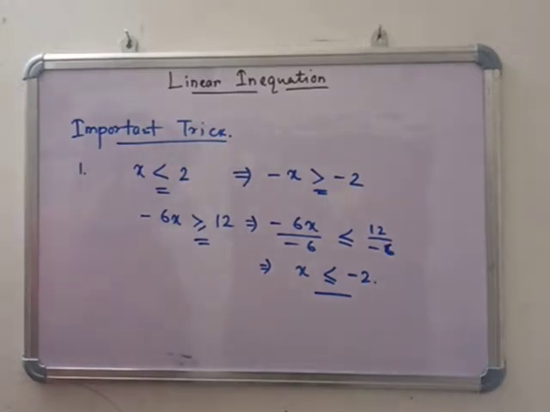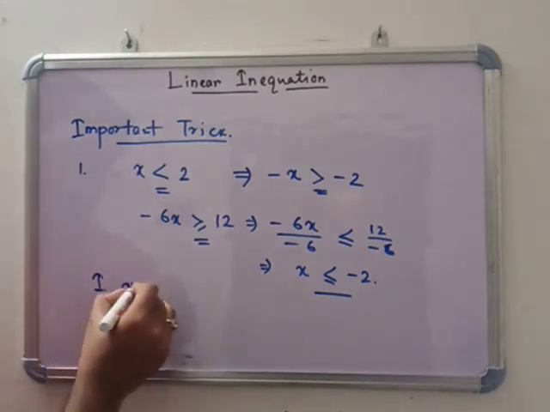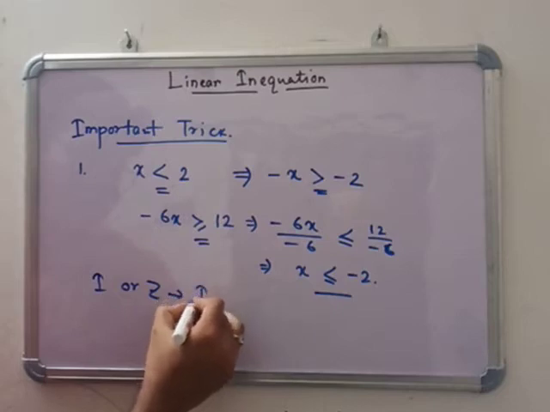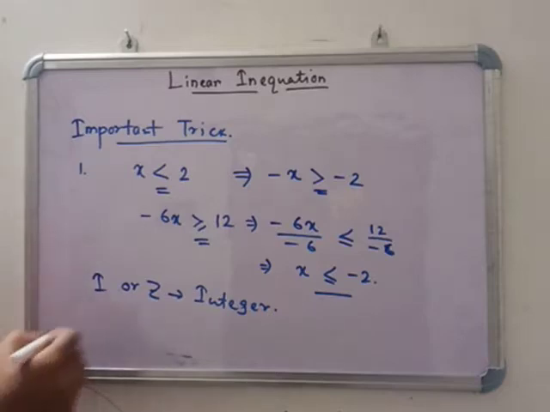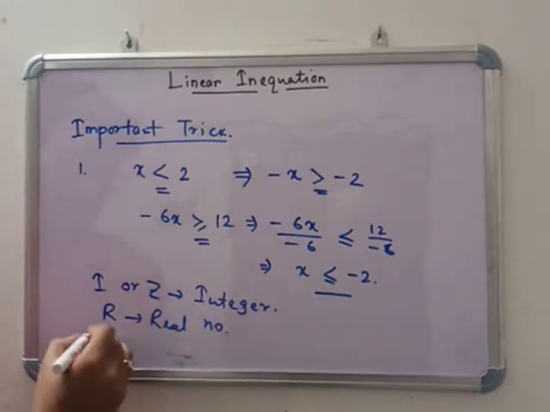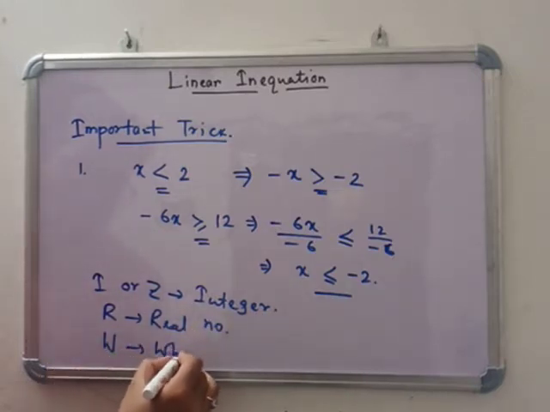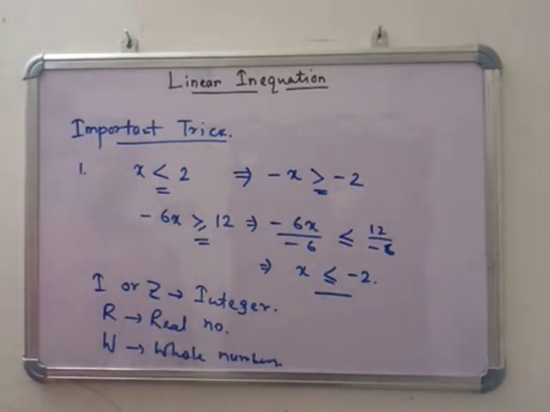So now we are going to start our exercise. Before we start, one more thing. We use I or Z for integers, R for real numbers, and W for whole numbers. So we use I or Z for integers, R for real numbers, and W for whole numbers. Now we are going to start our exercise.